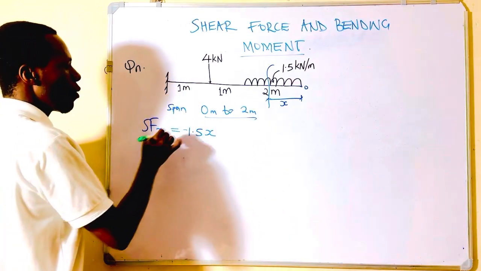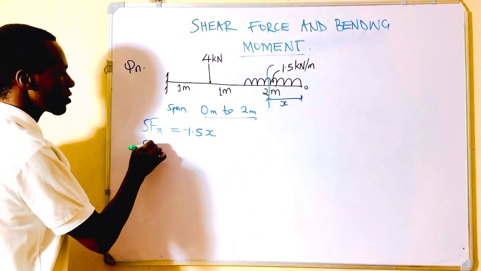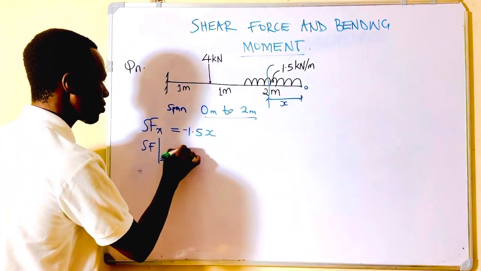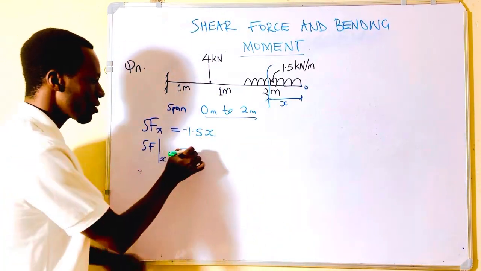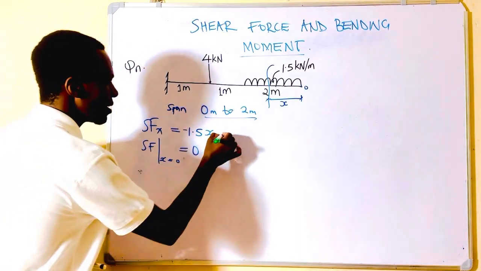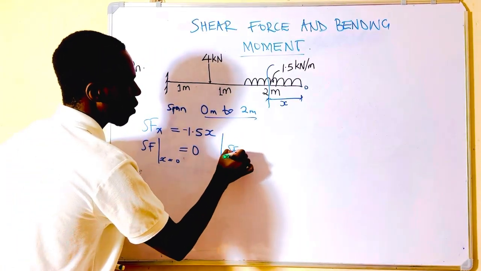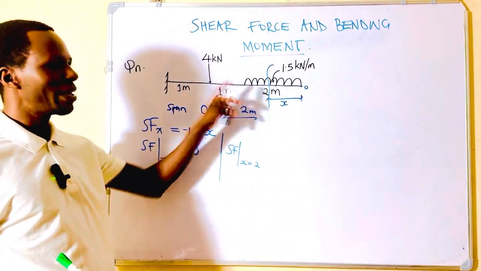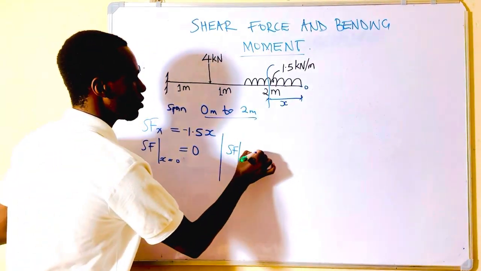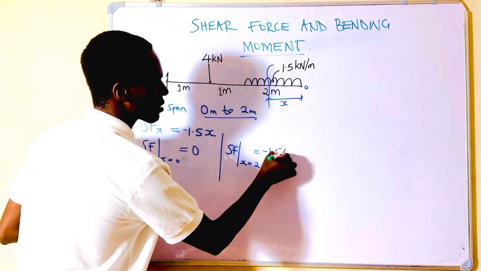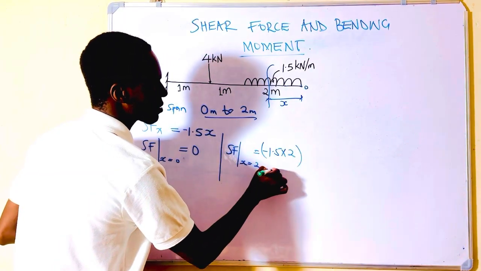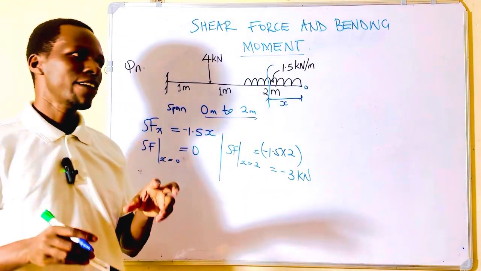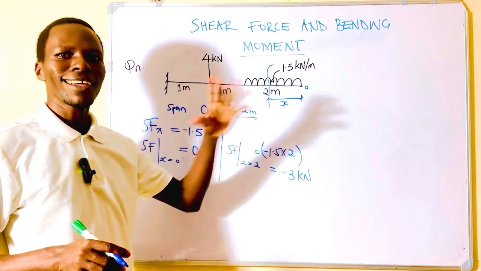So then if I want the shear force value when the distance is 0, at this point the shear force is negative 1.5 times 0, which is 0. Then the second case, shear force when my distance is 2, because I'm taking from 0 to 2 meter. In that case, it is going to be negative 1.5 times 2. This answer is negative 3 in kilonewton. I believe for the shear force within this span, it is done.